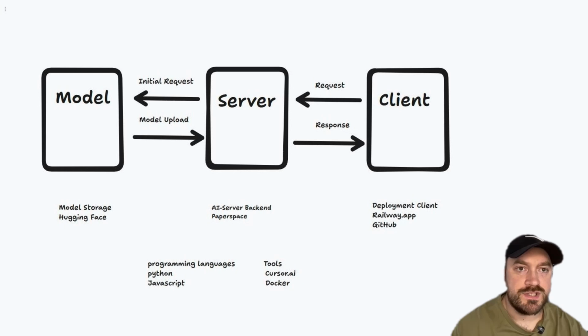Let's start with a concept. For our video, we'll need a model, a server and a client. Our client will send a request to the server, the server will connect to the model, the model will process this request, and the server will send a processed response back to the client. Now let's break down what we need for our server, our client, and which model we'll be using.